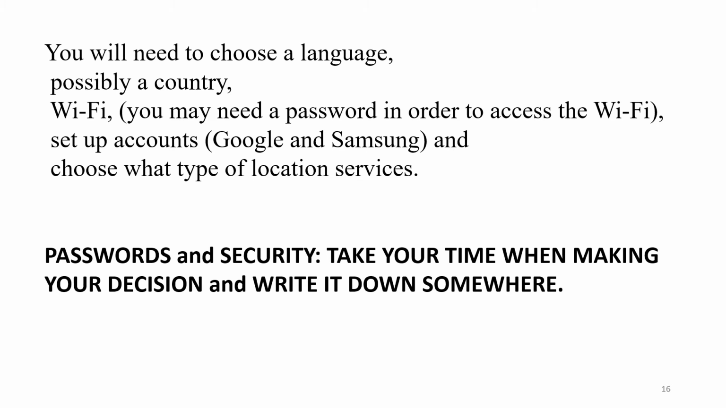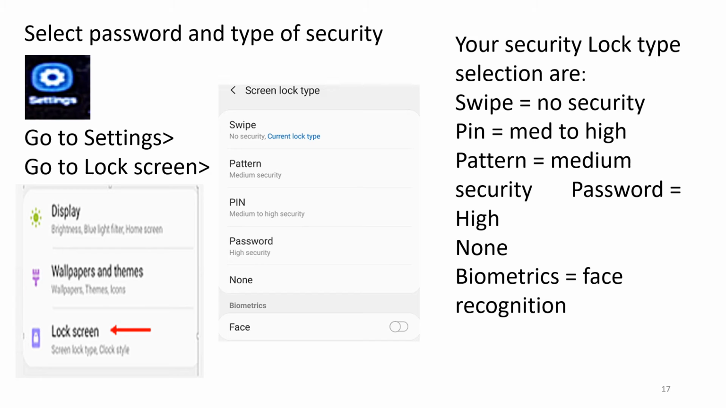You will need to choose a language, possibly a country. Wi-Fi. You may need a password in order to access the Wi-Fi. Set up accounts, Google and Samsung, and choose what type of location services. Passwords and security. Take your time when making your decisions and write it down somewhere. Select password and type of security.